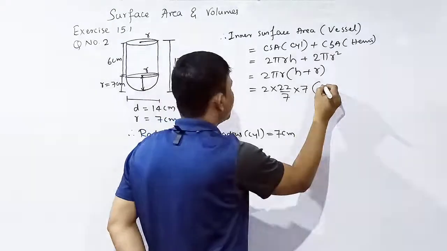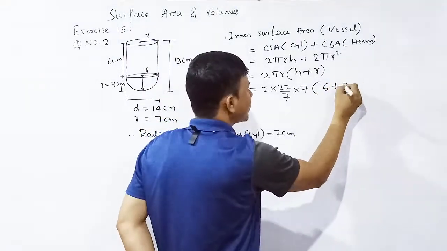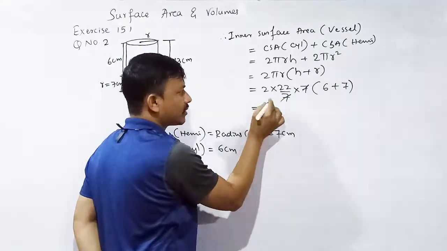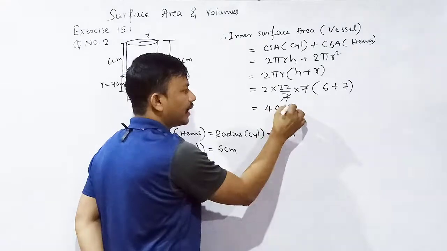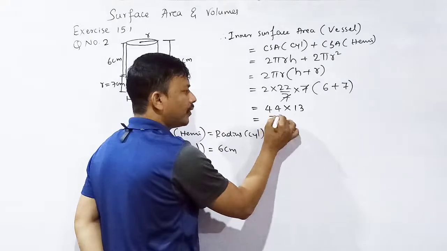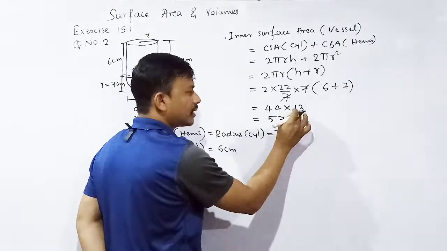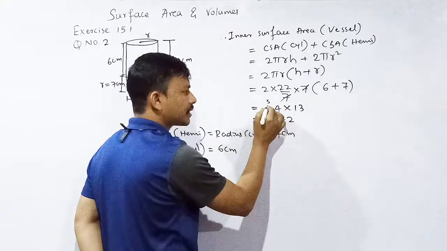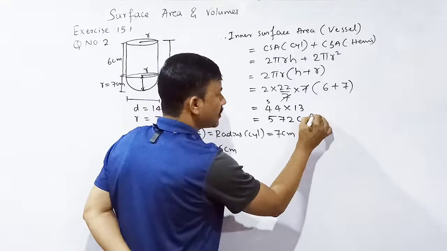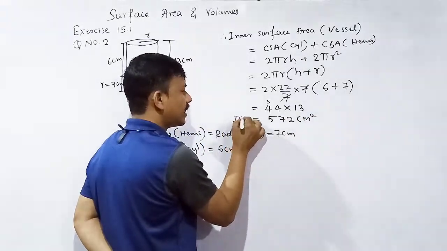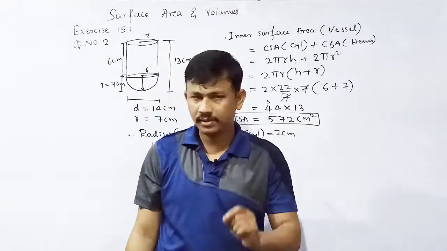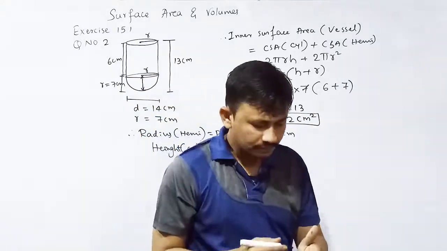What is the height value? 6 centimeter plus 7 centimeter. Correct? 7 common, cancel. This is equal to 22 2s are 44 into 6 plus 7, 13. This is equal to 572. Correct? 13 4s are 52, carry 5. 13 4s are 52 plus 3 plus 5, 57. 572 centimeter square. This is the inner surface area of the vessel. Understood? Perfect.